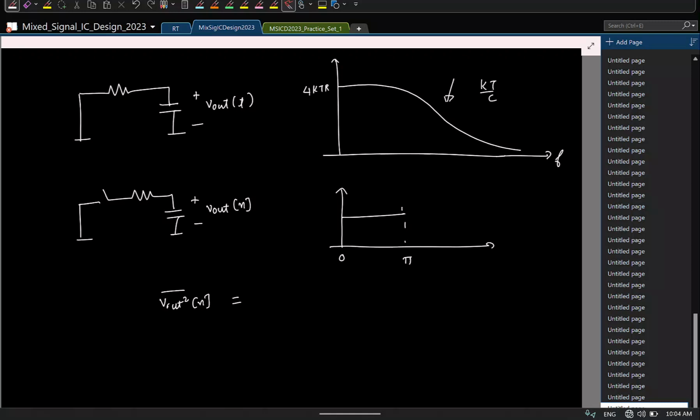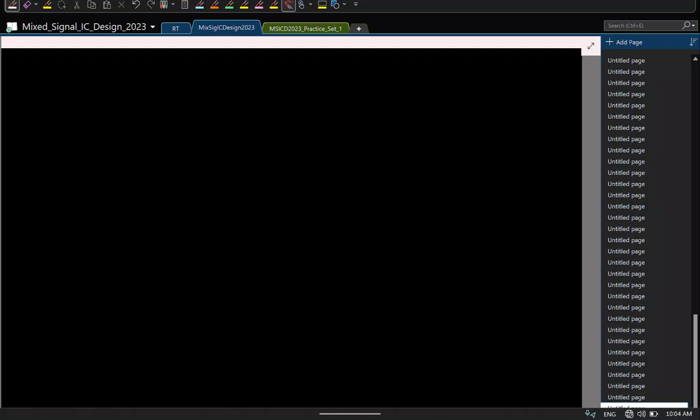You are taking a signal, you are sampling it. The power is changing or not? It shouldn't change. So it will also have the same. Again, I am giving a loose explanation, but that's enough for us. Even this will be kT by C. I can show some other explanation maybe.